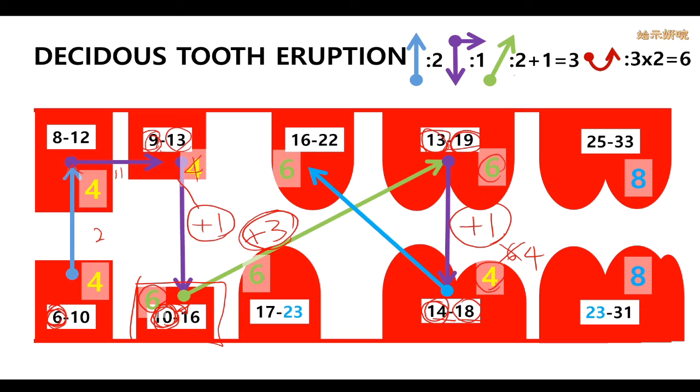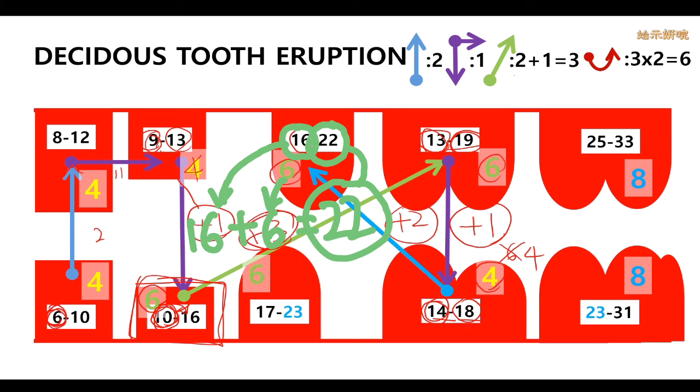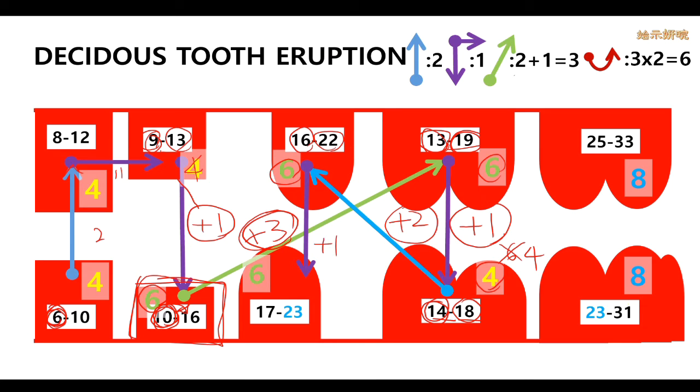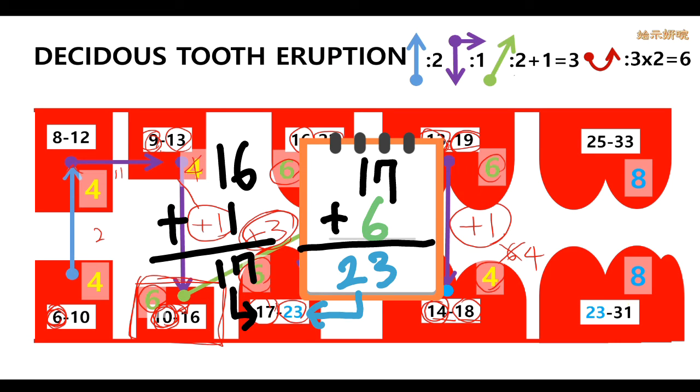And then now it is time to go upward, but it is not like the mandibular lateral incisor, it is just slightly going upward to the canine, so we just reward it with plus 2, okay? So 14 becomes 16, and you add 6 to it, it becomes 22. And now it is time to go down, so just plus 1, okay? So 16 becomes 17, and you plus 6 to number 17, it becomes 23.